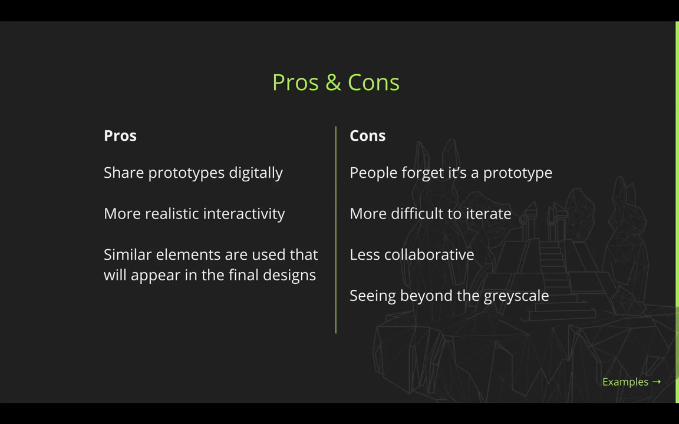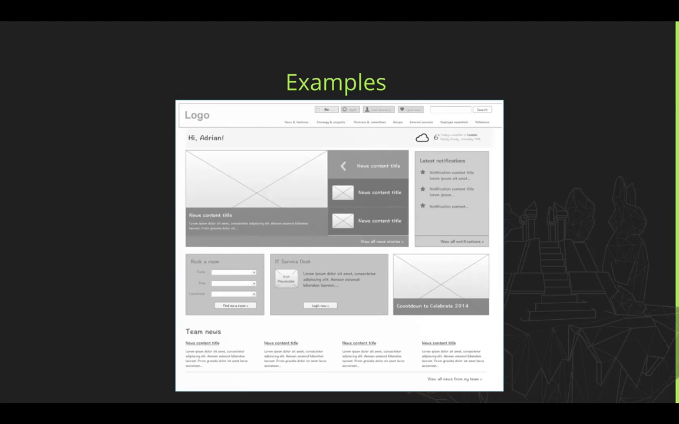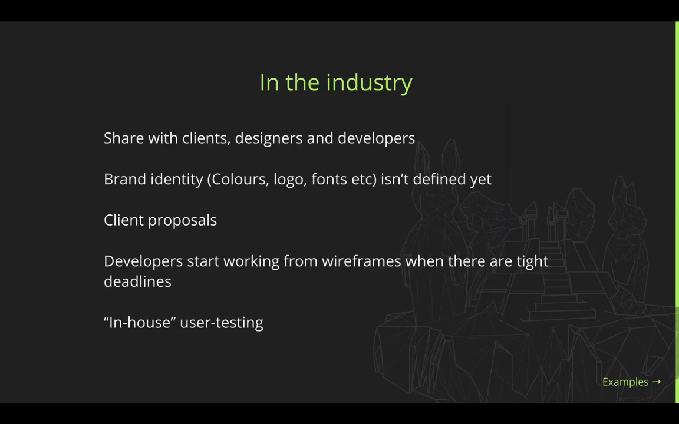And then people tend to not see beyond the grayscale, which comes in that they want to see the actual visual from the high fidelity prototypes. So here's some examples. You'll see all of the information is there, but the images and the logos and things like that are left out. So you can only see the main information that you would like to display there.